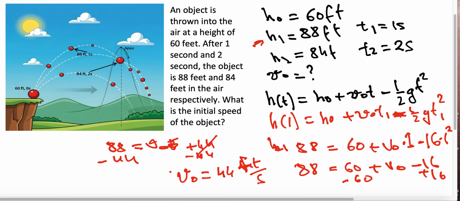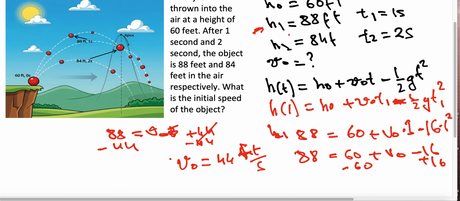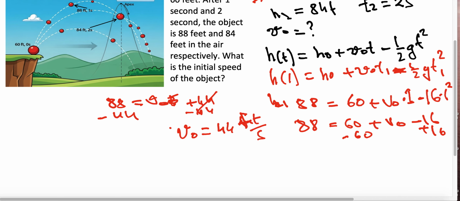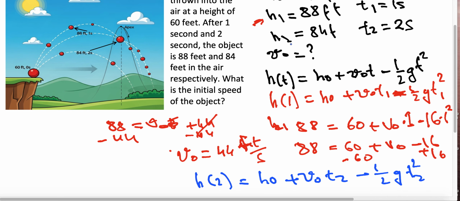But now, if we want, for example, to use the other information here with the second 2, for example, let's see, can I find again the same velocity with the same value? And instead of the h1, I'm plugging h2. So let me write here per 2 seconds is going to be h0 plus v0 t2 minus 16 t2 square. And per 2 seconds here, we already know here the height is 84 feet. Okay, 84 feet.